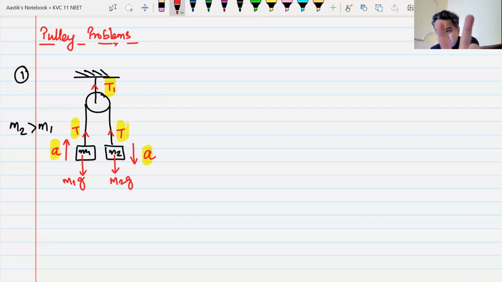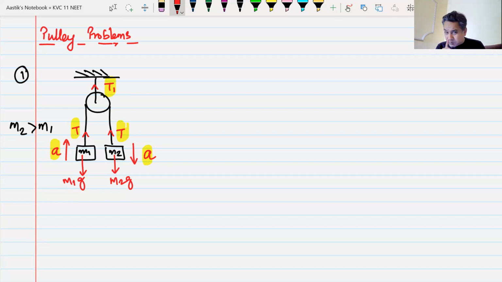What is the equation of block number 2? Don't have to do anything different. Just tell me what we have been doing since so long. Can anyone tell me what is the equation of block number 2? mg minus t.